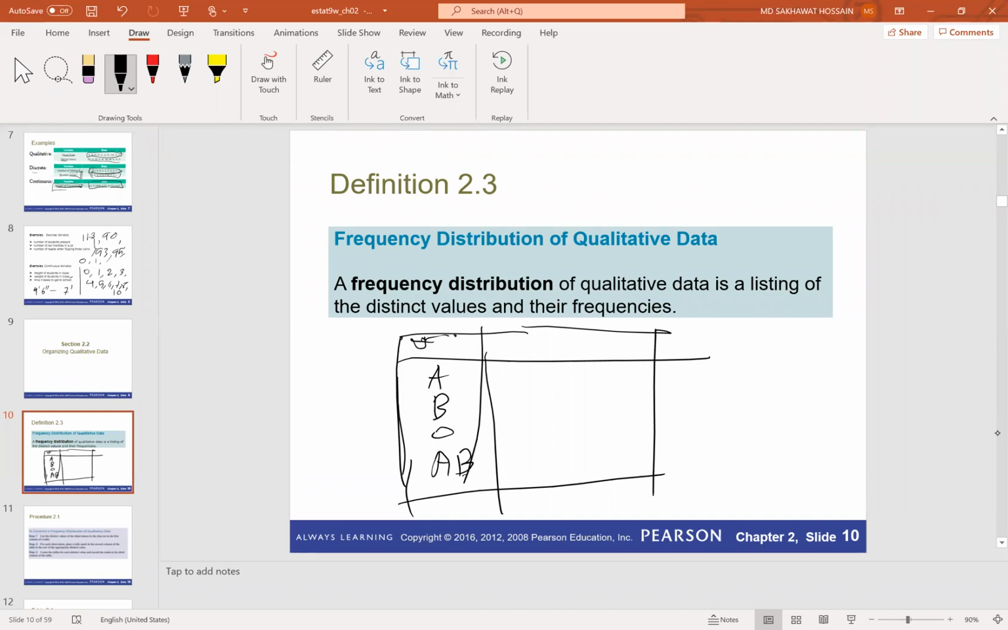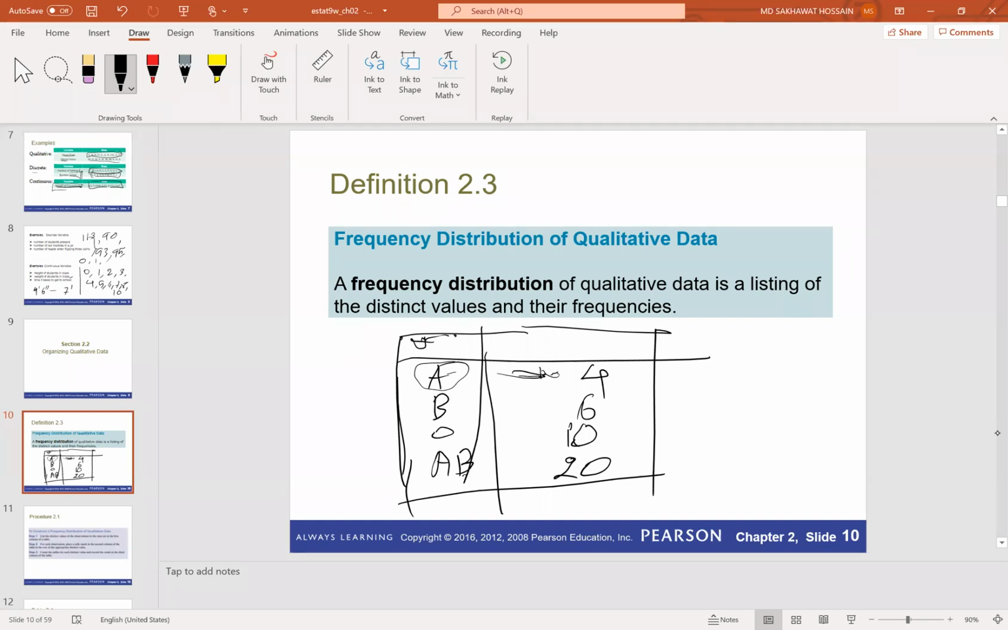Now how many times we had A? That's the frequency of A. And how many times we had B? That's the frequency of B. And how many times we had O? That's the frequency of O. So this column is the corresponding frequency. This is the value for the variable, and here you will write the corresponding frequency. If we have blood type A 4 times, then the frequency will be 4. If we have B 6 times, then it will be 6. If we have blood type O 10 times, then the frequency will be 10. And if we have blood type AB 20 times, then it will be 20.